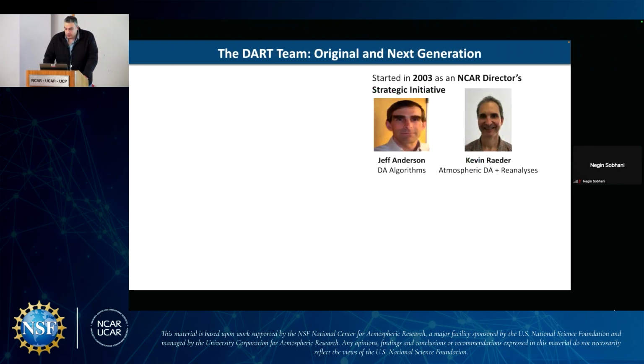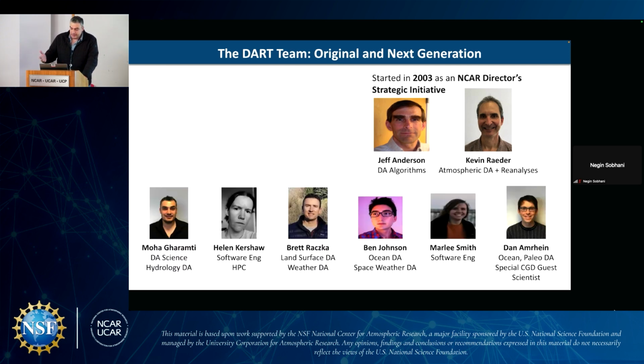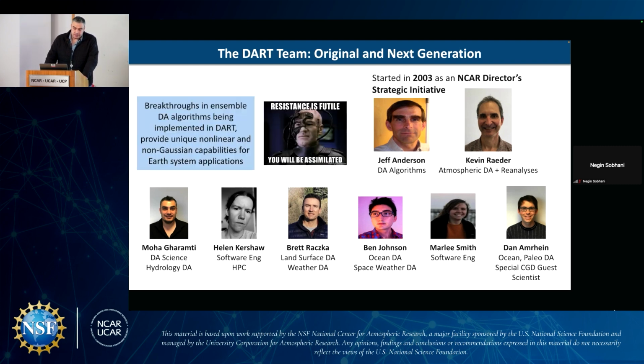As far as our team goes, these are the original ambassadors of the team, Jeff Anderson and Kevin Raeder. The whole thing started in 2003 as an NCAR director's strategic initiative. Right now we are a team of 7 to 8 members, composed of physical scientists, software engineers, and data assimilation scientists. We've been working lately on advanced data assimilation algorithms that provide unique nonlinear and non-Gaussian capabilities that are particularly useful for science here in RAL. With that, I'd like to stop and take any questions.